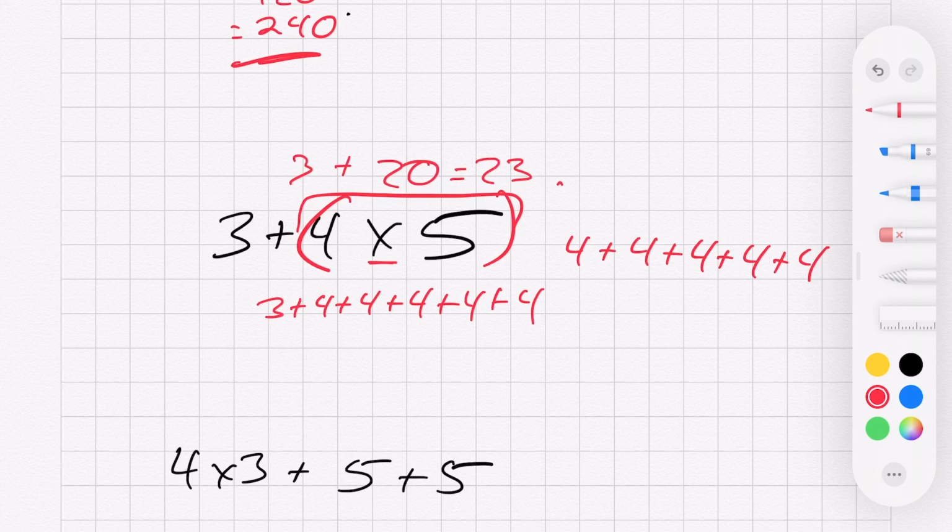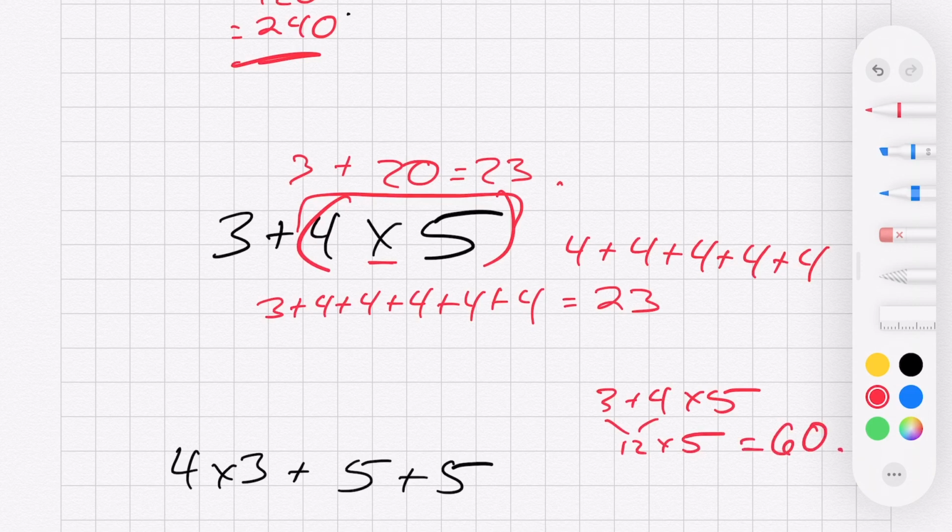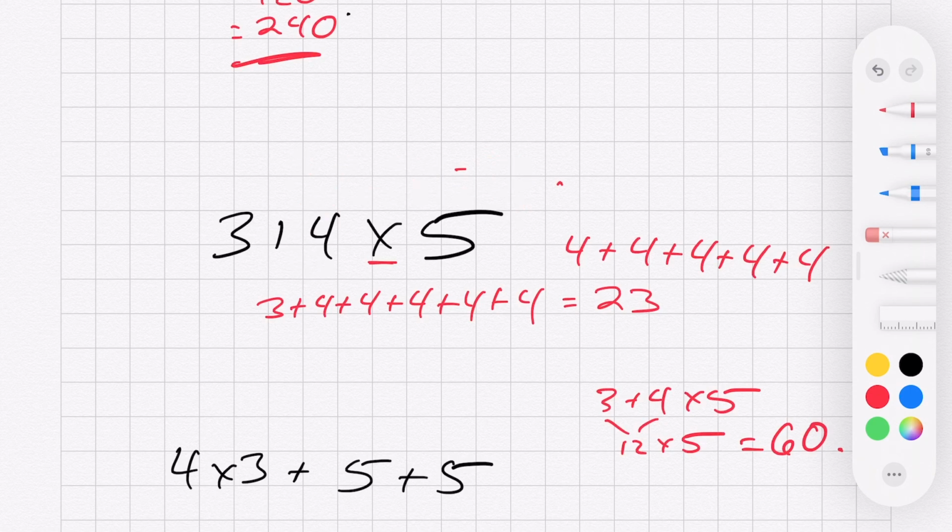Okay, this would be equal to 23, but if I did 3 plus 4 times 5 first, this would be 12 times 5. So that would change the answer because that would be 60. Okay, so we need to make sure that we do the order of operation first, so we would do the multiplication first. So even if I don't have brackets in here and I have a multiplication problem mixed with an addition problem, you would still do the multiplication first.